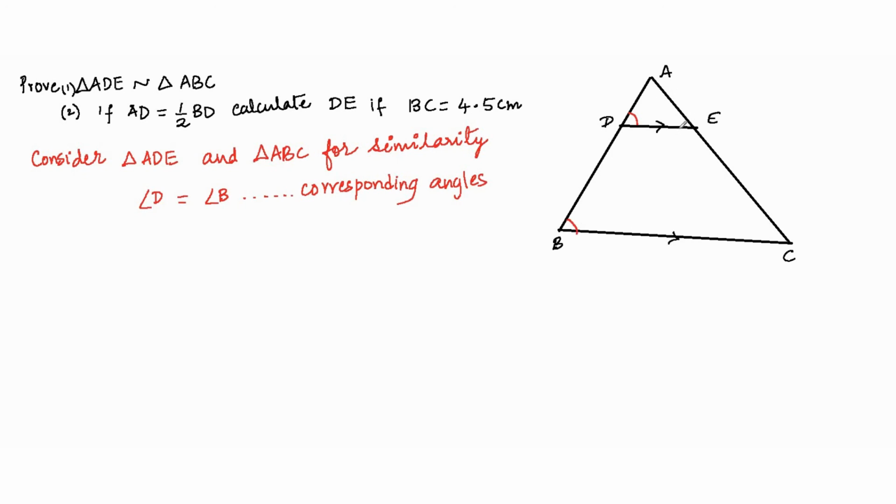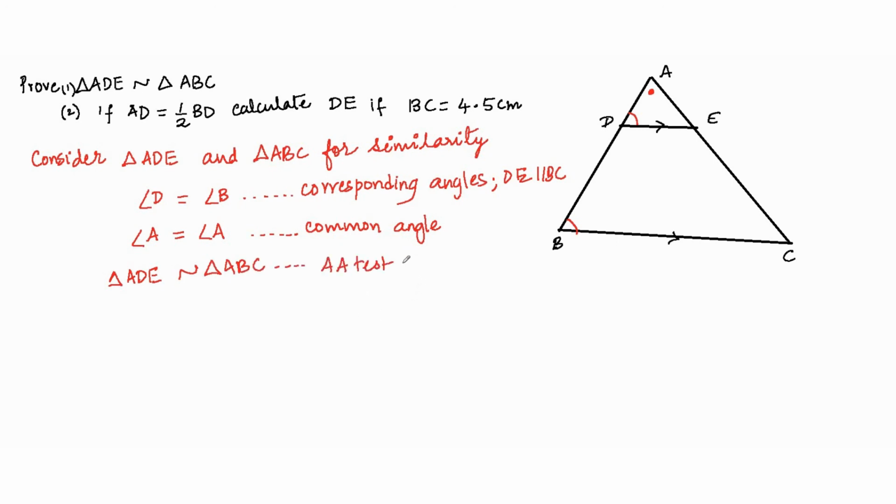Then instead of showing angle E equal to angle C, I'm going to play a different trick now. See, angle A is common in both the triangles, right? So angle A is equal to angle A. That is because it is the common angle. And corresponding angles, because DE is parallel to BC, that is why they are equal, right? So angle A equals angle A, which is common, and that is why triangle ADE is similar to triangle ABC. This is by the AA test of similarity. Now I need to find the length of DE.